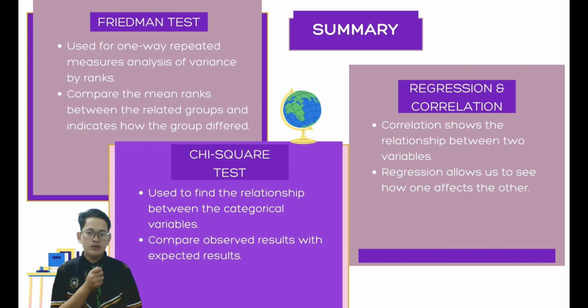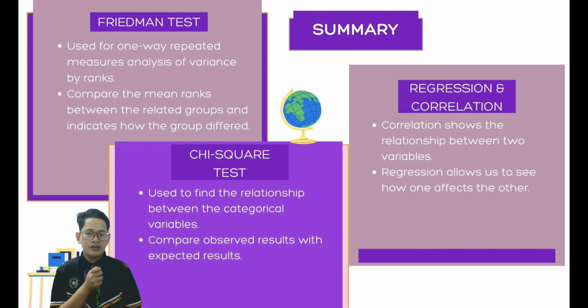The second test used is the Friedman test. Friedman tests are used for one-way repeated measures analysis of variance by ranks. Moreover, it also compares the mean rank between the related groups and indicates how the groups differed. It should only be used on continuous variables of interest and have 3 or more groups.